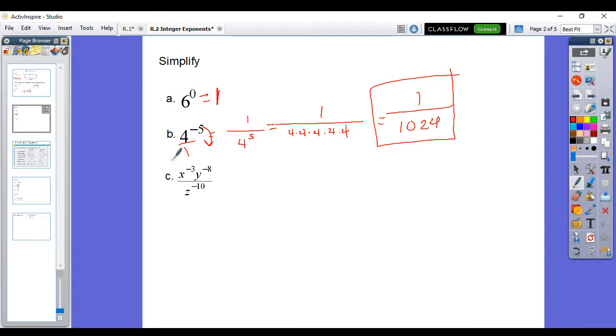Just like before, because of these negative values, we're going to move this. That means we're going to move this x down, this y down, and this z will go up. But remember, these exponent values will also go with them. So on top, we should only have z to the 10th power. On the bottom, we have x to the 3rd, y to the 8th. And these are positive. Because these are letters, not integers, we're done right there. That's as simplified as it can get. Alright, so that's how we work with exponents.